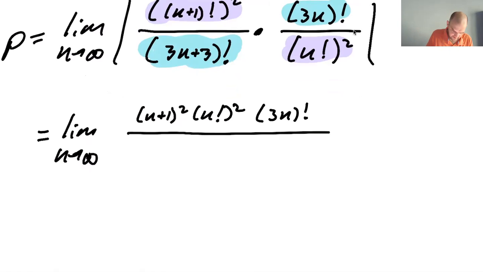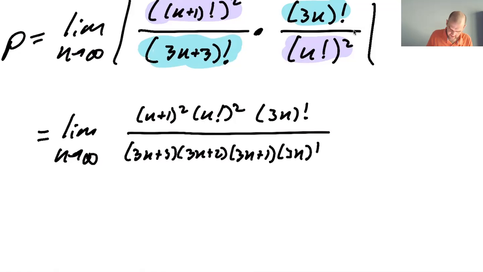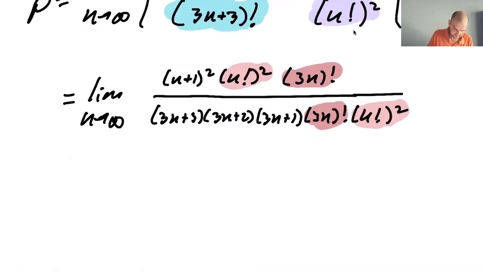So peel 3n plus 1. Nope. 3n plus 3. 3n plus 2. 3n plus 1. That's annoying. And then 3n factorial, and then there's still an n factorial squared. Ugh. All right, so what goes? n factorial and n factorial. I mean, that was the whole premise, that we were going to find things that cancel. And so we are left with the limit as n approaches infinity.